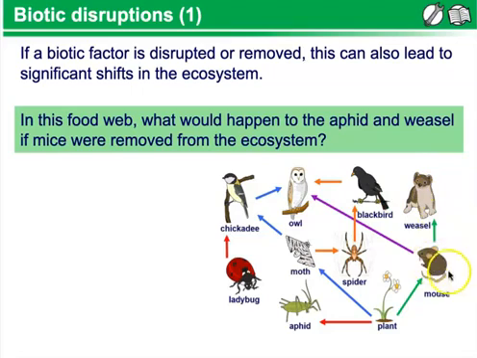Also, if the mouse population is gone, the plant population may increase. This may lead to an increase in the number of aphids. More plant availability may lead to more food available to the aphid.